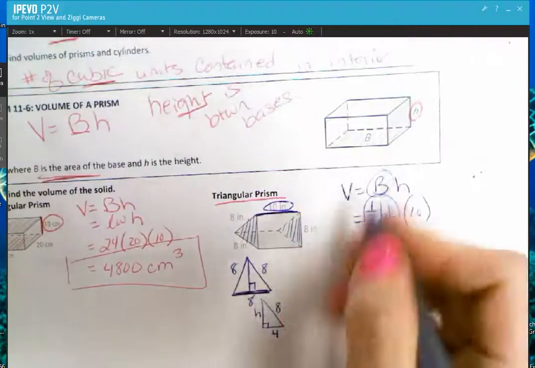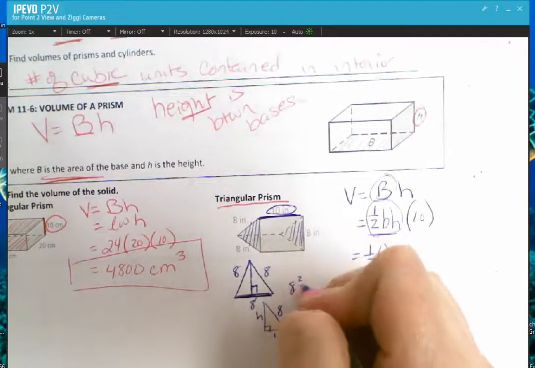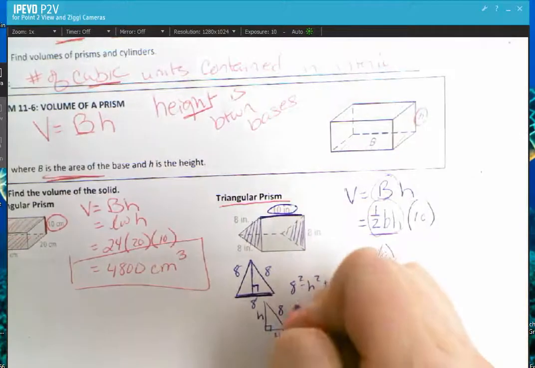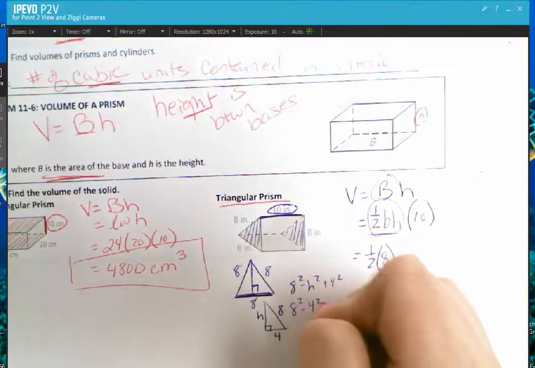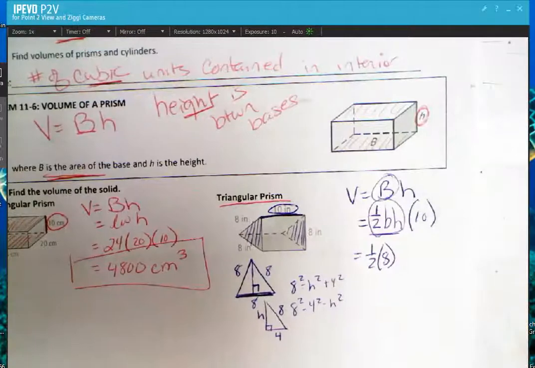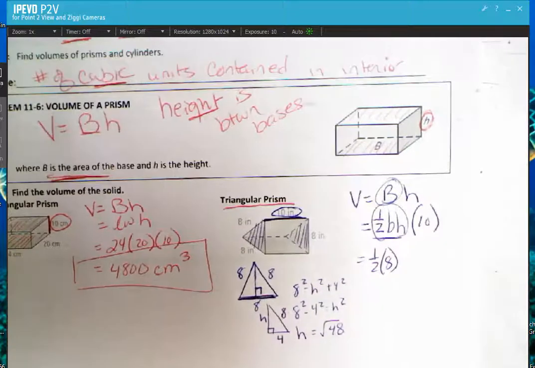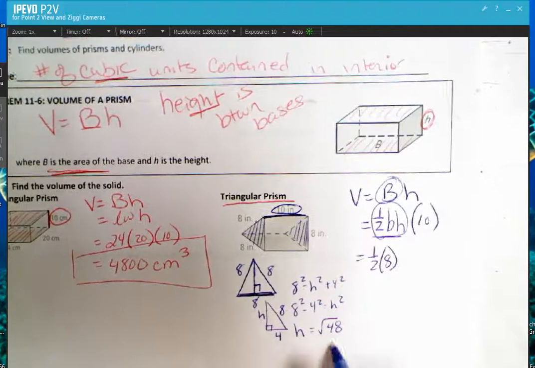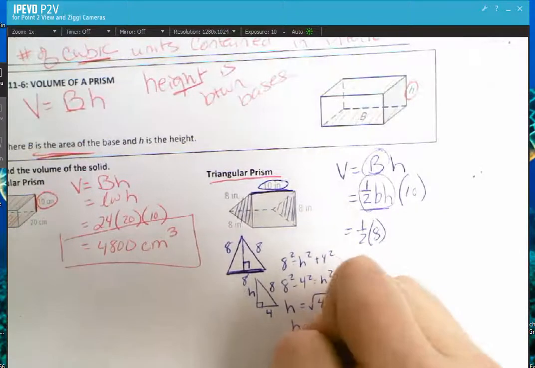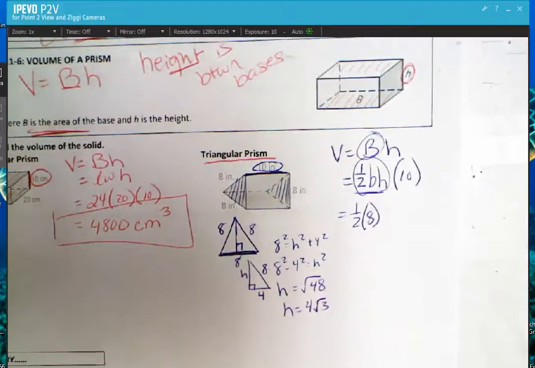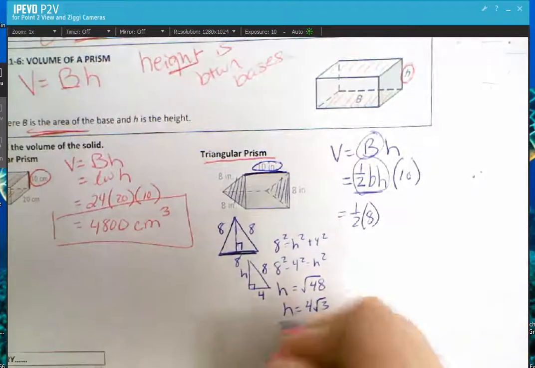So I know algebraically 8 squared is equal to h squared plus 4 squared. Start solving for h, I get 8 squared minus 4 squared equals h squared. I'm going to end up with h is equal to radical 48, because 64 minus 16 is 48. I have to take the square root of both sides. I can simplify radical 48 as 4 radical 3. Make your table if you don't know how to do that yet. Okay, I found my h.